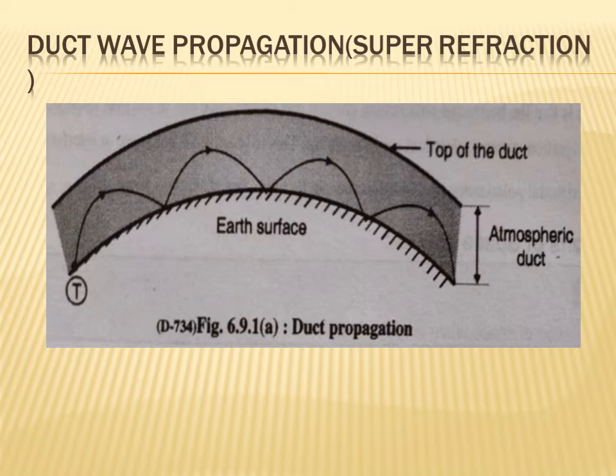Due to this reduction of refractive index, the microwave frequencies are completely bent back to the earth. The signals are reflected from duct to earth and from earth to duct. This duct wave propagation is used for distances up to 1000 kilometers, which is its service range.